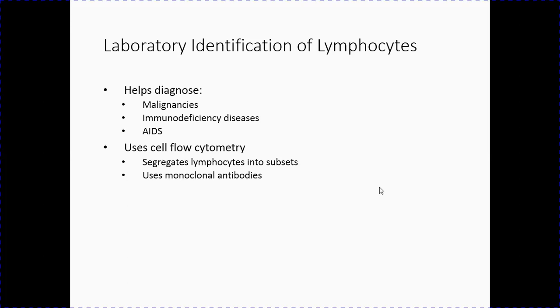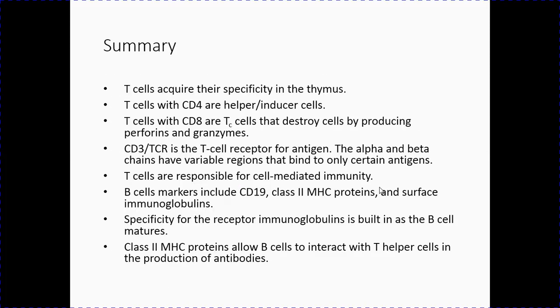When we can do that, we can hone in really clearly on the disease state that someone has and then how to treat it, what the prognosis is. So using flow cytometry, which we're going to look at in chapter 13, is really a very, very effective tool in identifying lymphocytes today. And I think that's it.